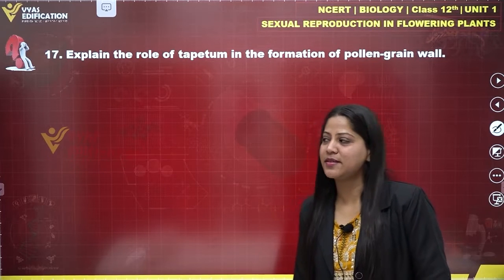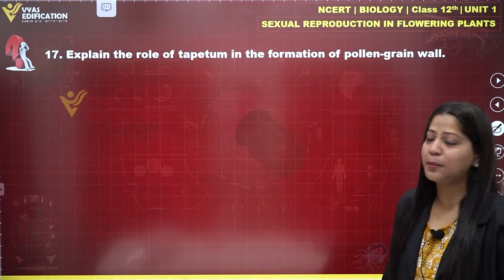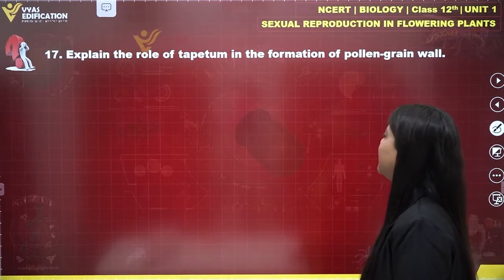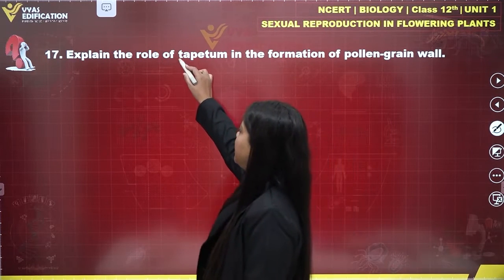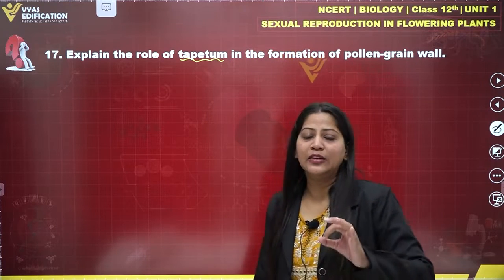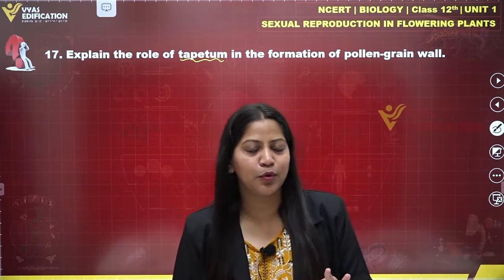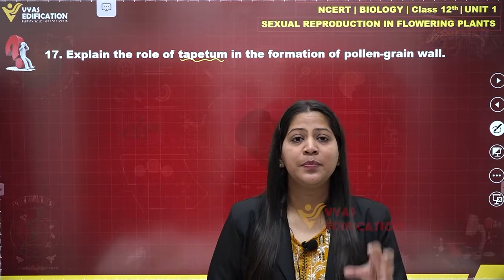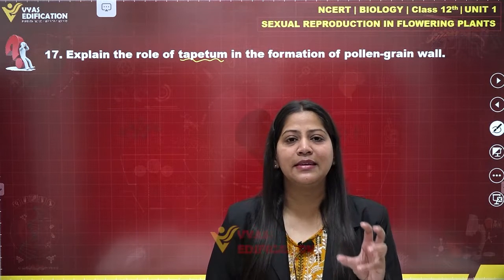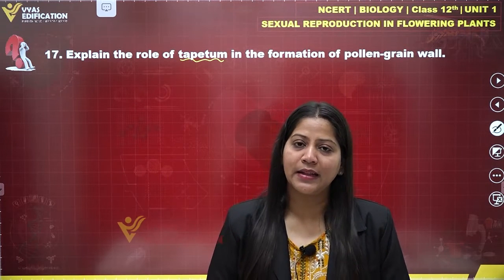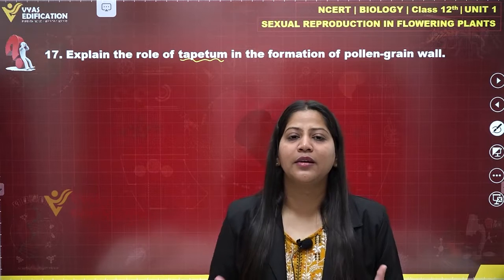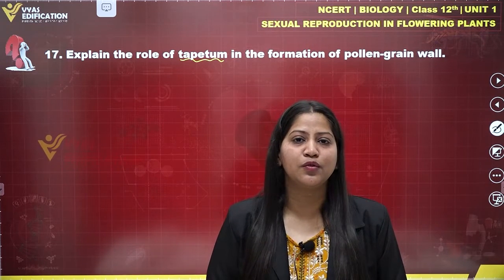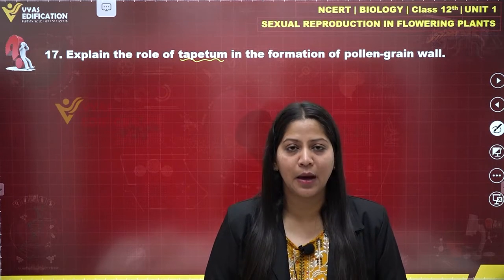Let's talk about question number 17, which is the second last question of this chapter. Explain the role of tapetum in the formation of pollen grain wall. So first of all, what is tapetum? Tapetum is actually the innermost, not outermost, layer of the microsporangium. What is microsporangium? It is a sac-like structure present in the lobes of anther. Anther is a male reproductive part. Stamen is the male reproductive part, which is composed of anther and filament.